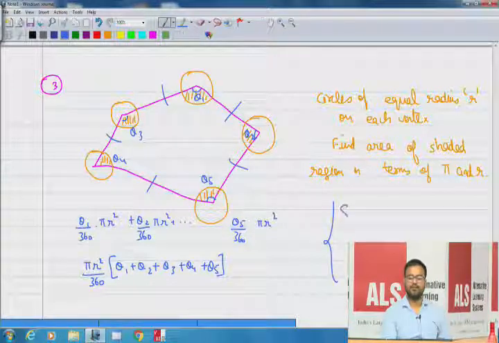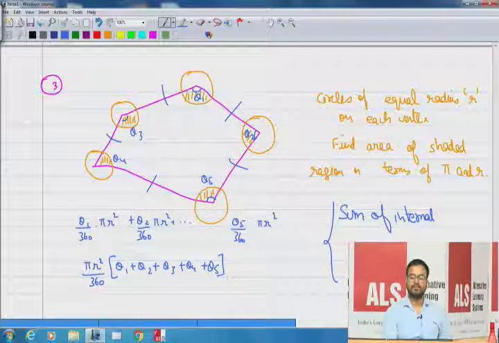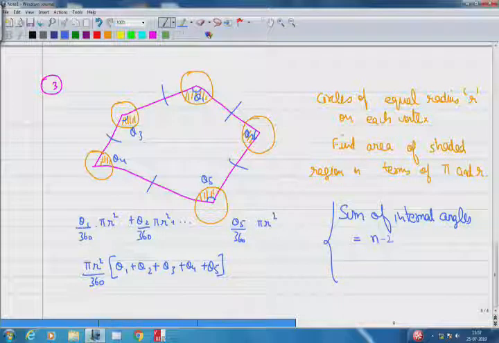And if you remember the formula for the sum of internal angles of a polygon, it is n minus 2 into 180. And since it is of 5 sides, so 5 minus 2 into 180, 5 minus 2 is 3, 3 times 180 is 540. So the sum of all the internal angles is 540 degrees. So it means the value for this theta 1 to theta 5 is 540 degrees.